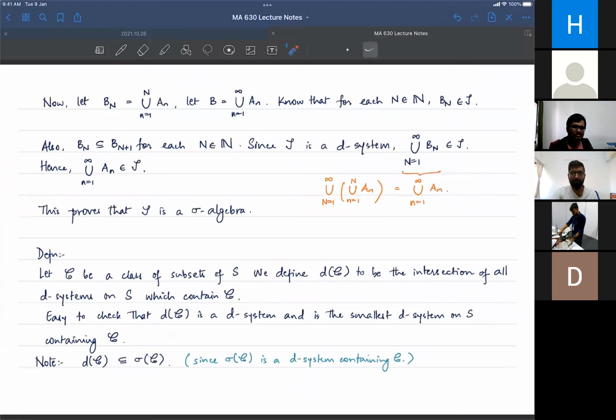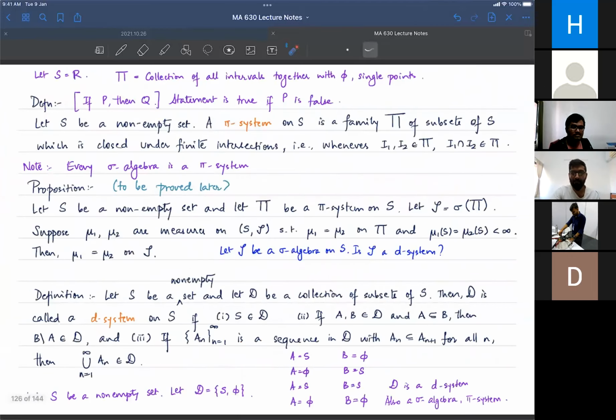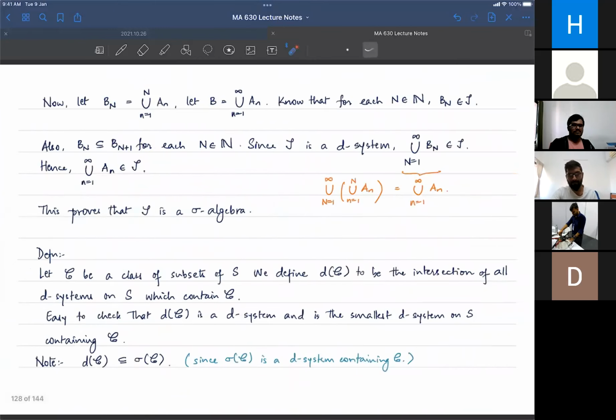All right. Now remember, there was this third property of a D system that I don't think we have made use of yet. The third property was that a D system is closed under countable increasing unions. Or rather, the unions of a countable family of non-decreasing sets, whatever.